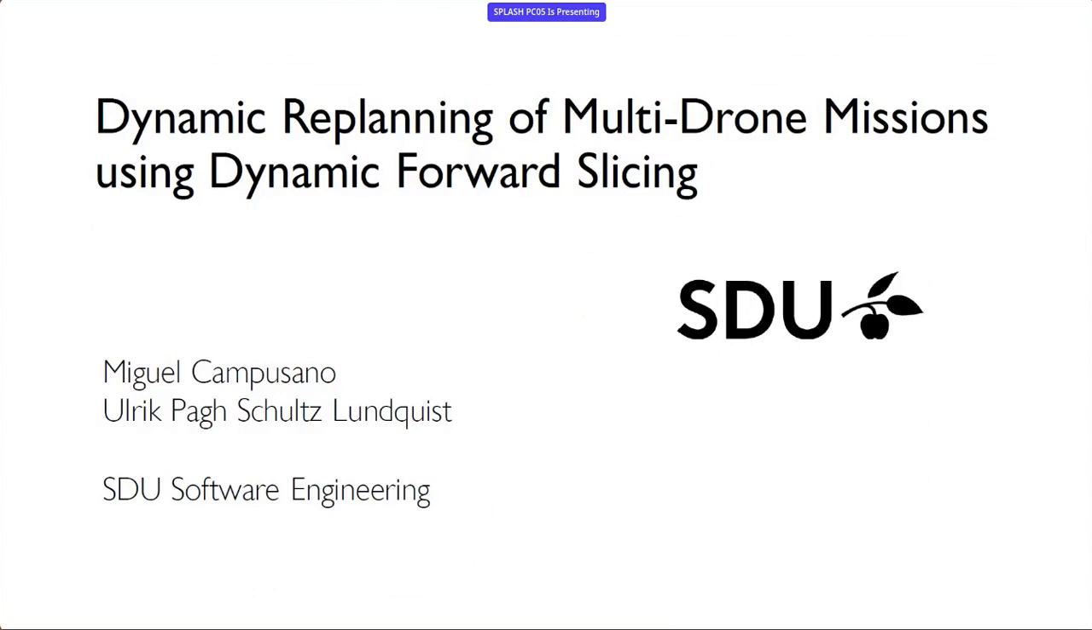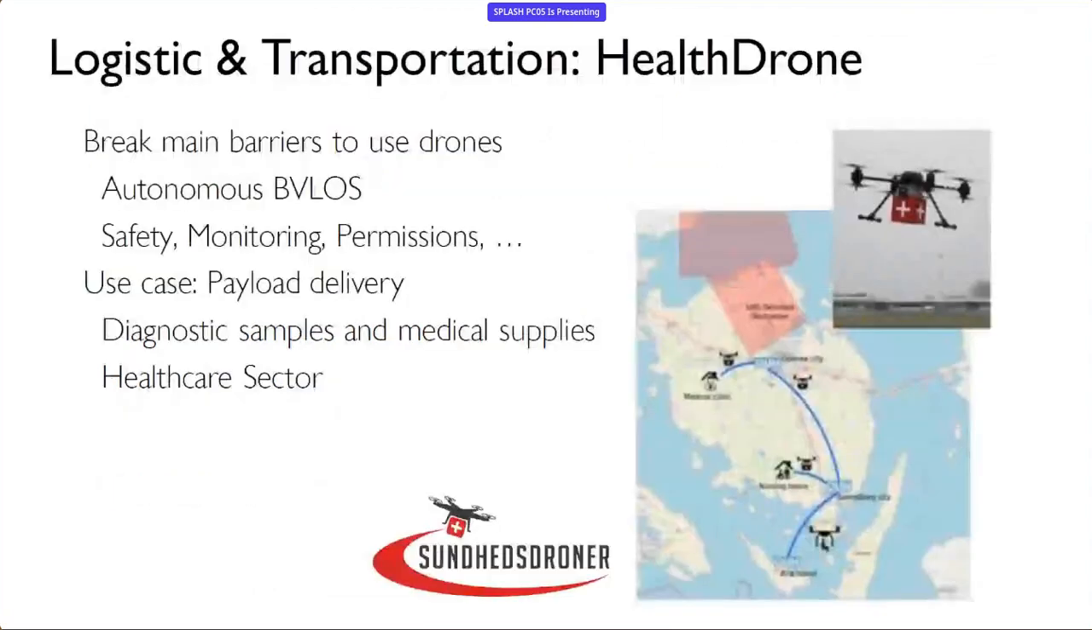How to start this? Here I'm going to present how we use the concept of dynamic forward slicing for solving the problem of dynamically replanned multi-drone missions. There are a lot of keywords here, so first a bit of context. What is a multi-drone mission?